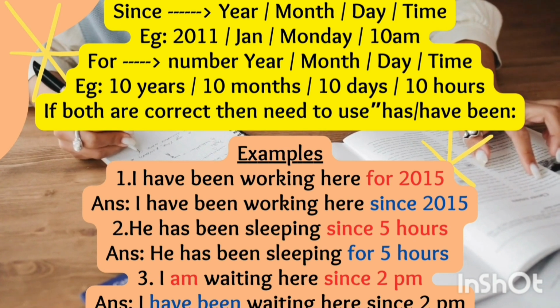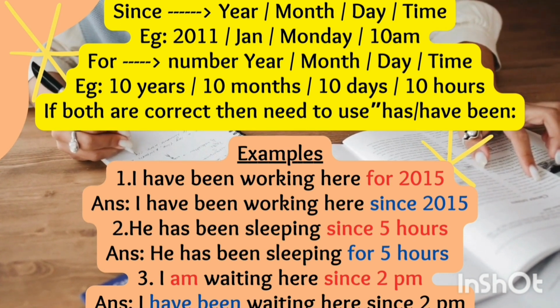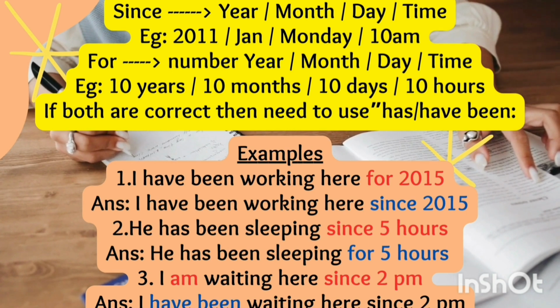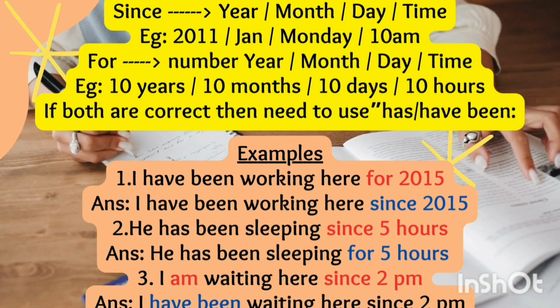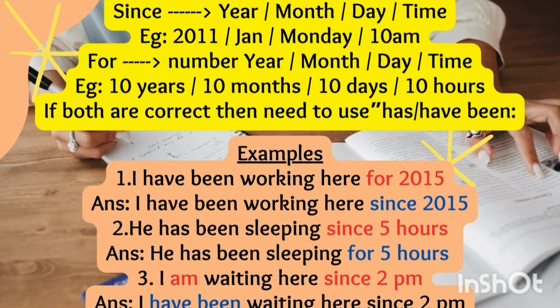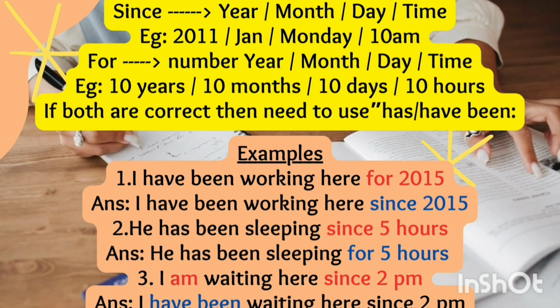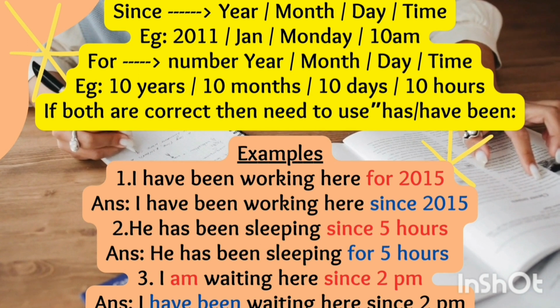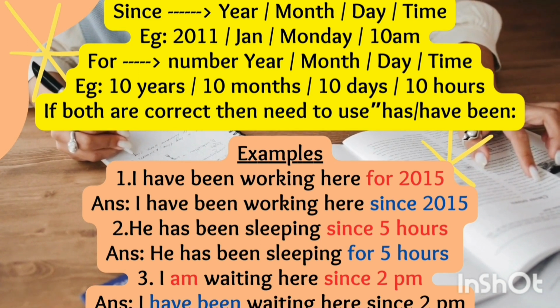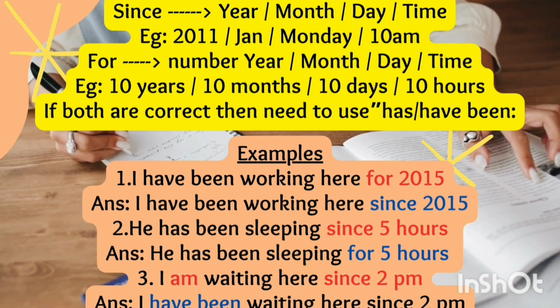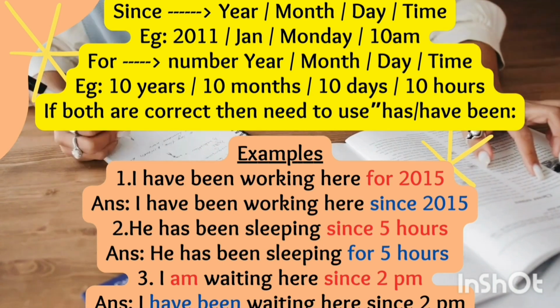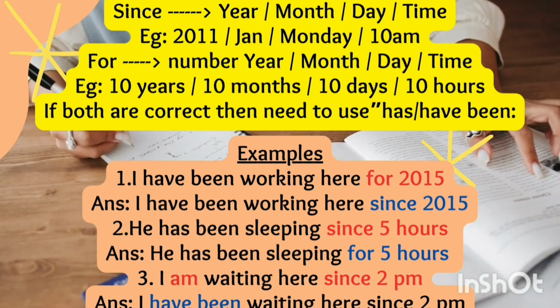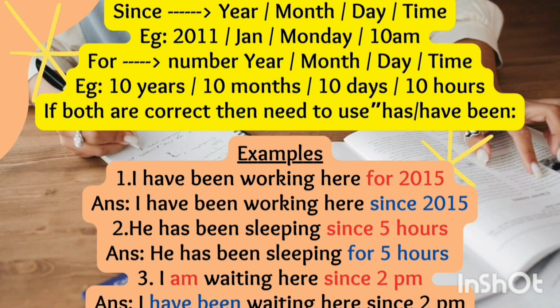Examples. First one, "I have been working here for 2015." Here we have the year 2015, so for should be replaced by since. Answer: I have been working here since 2015. Second one, "He has been sleeping since 5 hours." Here 5 hours is a number followed by hours. We need to replace since by for. Answer: He has been sleeping for 5 hours.